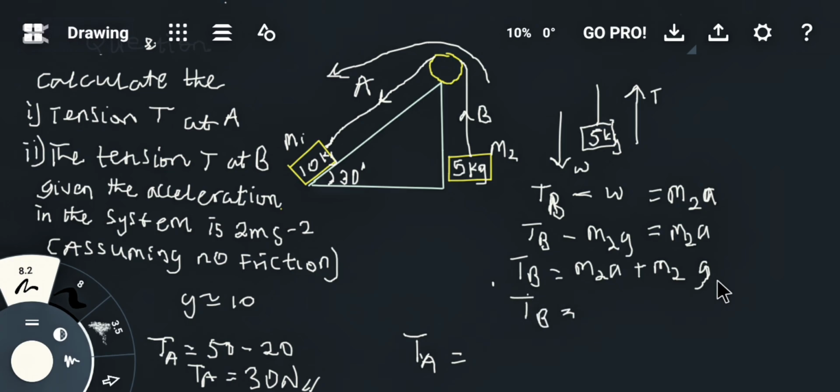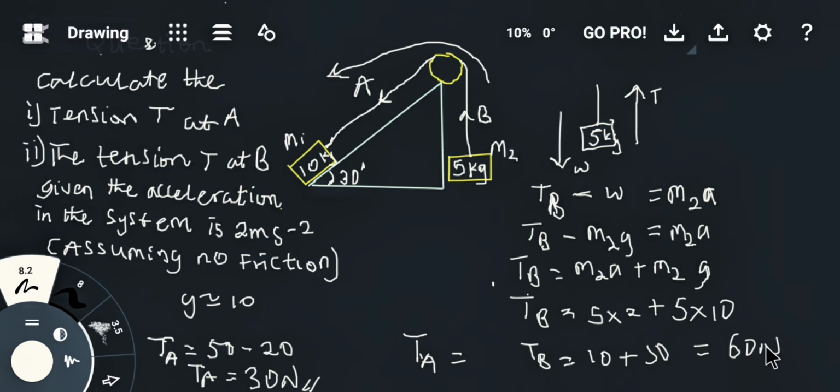Putting everything in, TB: m2 is 5 multiplied by the acceleration, which is 2, plus m2, again 5, multiplied by acceleration due to gravity, which is 10. So the tension at B is equal to 5 times 2, which is 10, plus 50, and we have 60 Newton. So the tension at A is 30 Newton and the tension at B is 60 Newton. And that is the final answer.